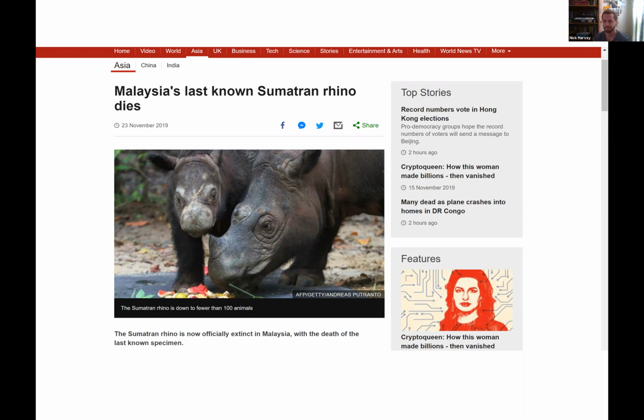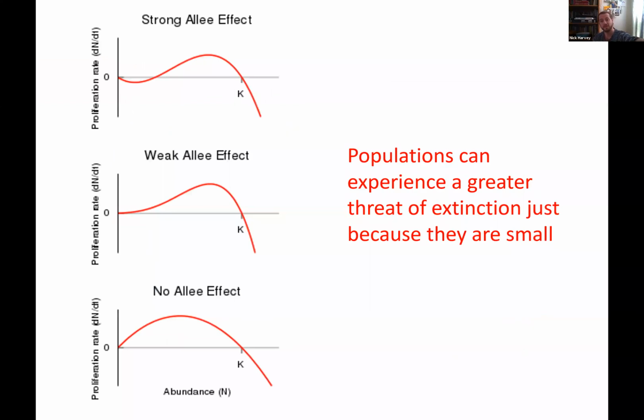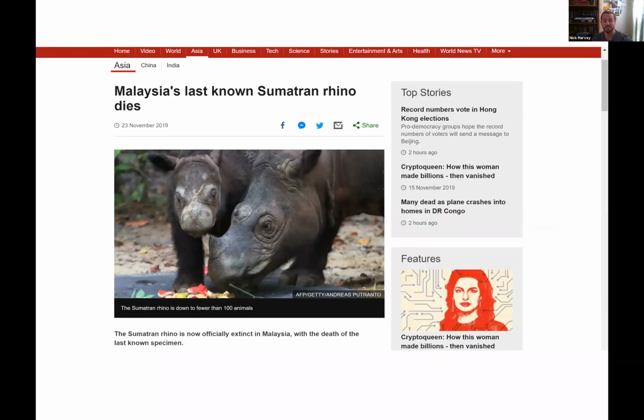them to find mates. So it's thought that the difficulty of finding mates was an Allee effect experienced by this population. Population growth rate went below 0, and it starts to push it towards extinction, accelerating the decline and possible extinction of this species.